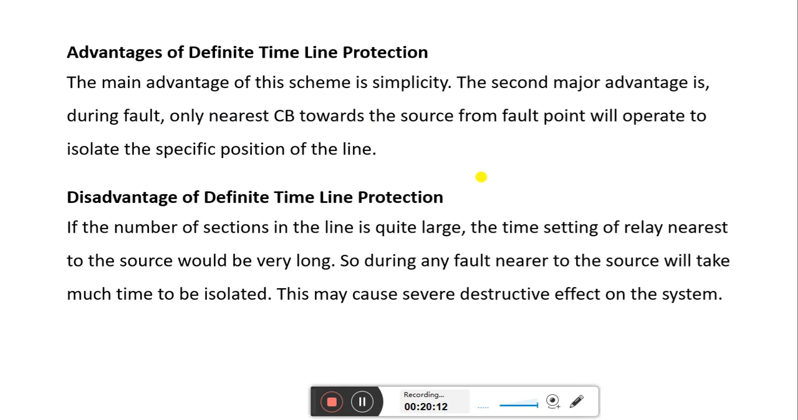So this is about the protection of transmission line or distribution line systems. Today in this class we have discussed definite time relay protection placed in a radial distribution system. So how the radial distribution system is protected by definite time relays, and what the time graded system is. So this is overall for this lecture.